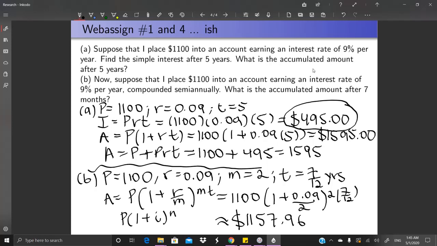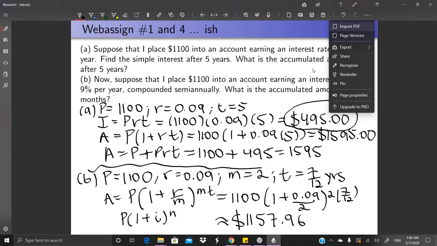So you place that money into an account and then you waited 7 months. You don't really expect that you have that much more money than you started with 7 months ago. So hopefully this is a reasonable enough number, right? So that's the difference between simple interest and compound interest.